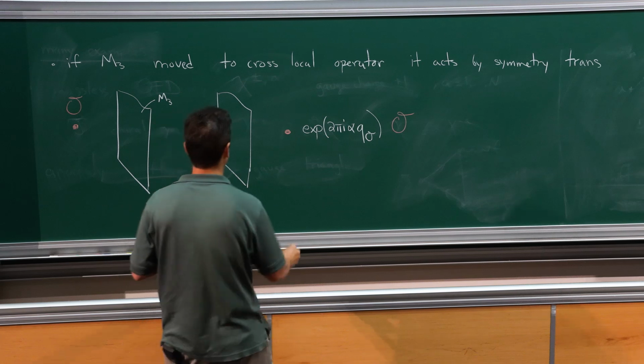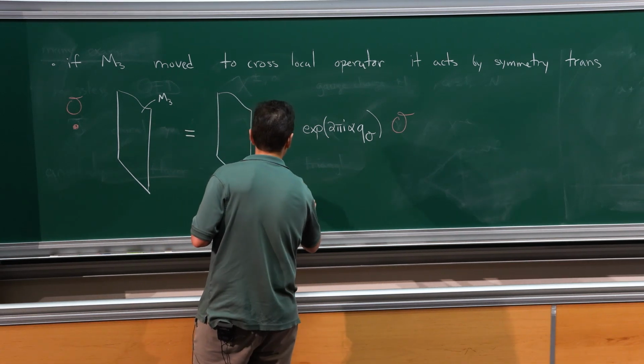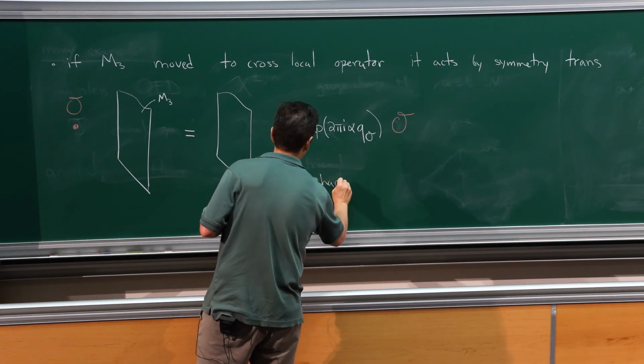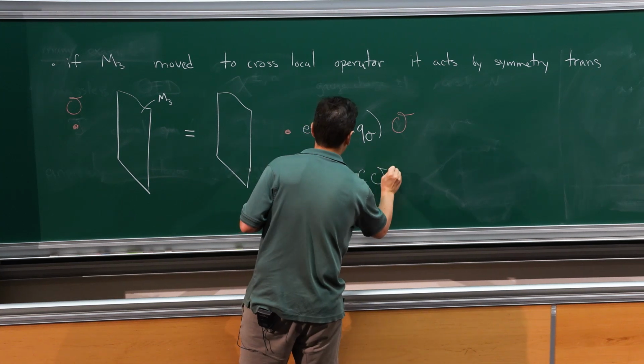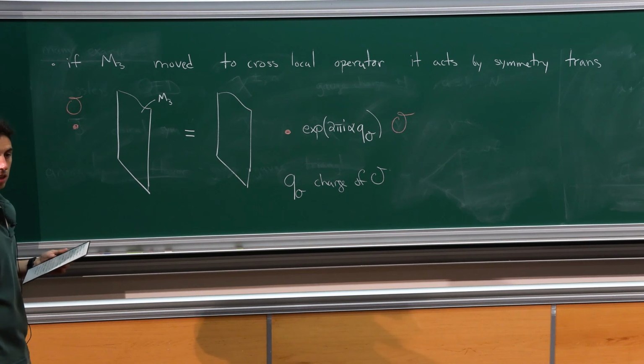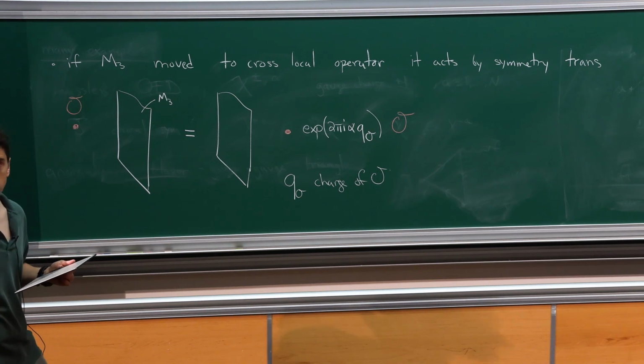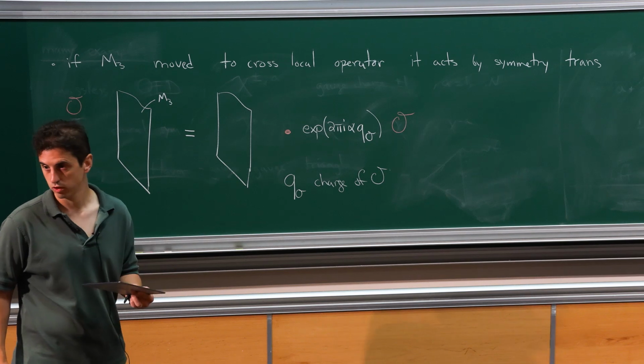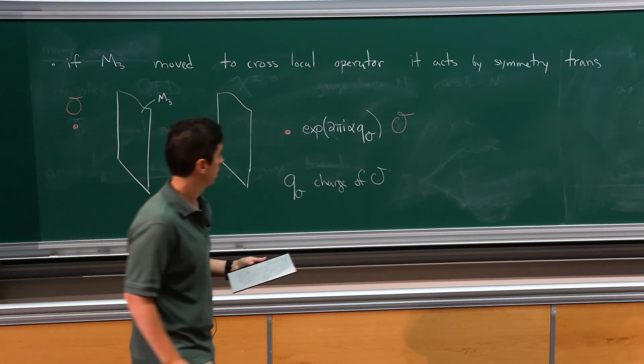Where Q, of course, is the charge. So that's the standard construction of topological operators given a standard conserved symmetry. We're going to have to modify it somehow.